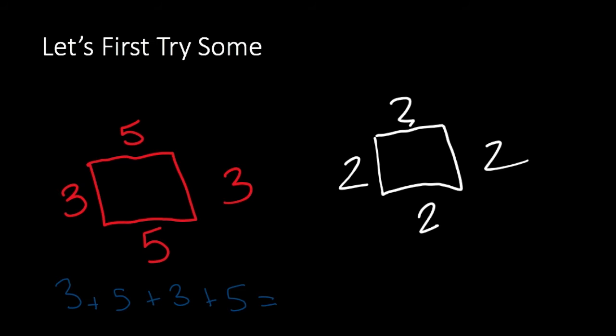Now, 3 plus 5 equals 8, and 3 plus 5 equals 8. And we're going to add 8 plus 8 equals 16. So our answer here is equal to 16 centimeters is the perimeter.